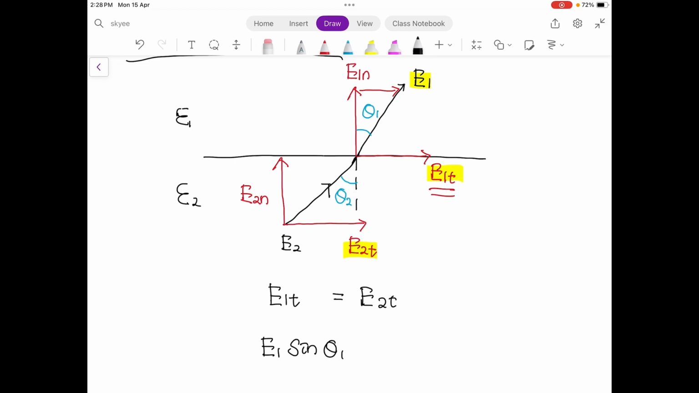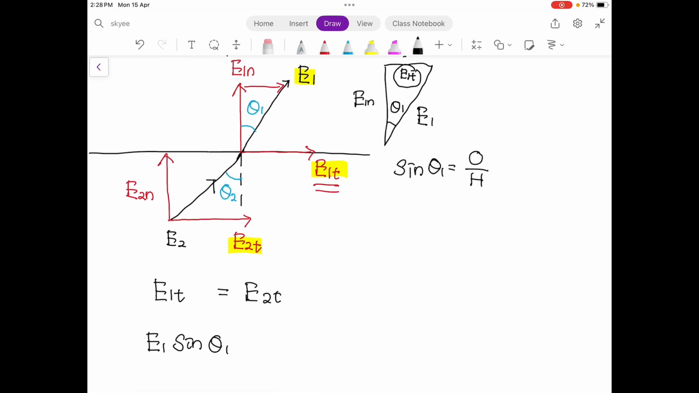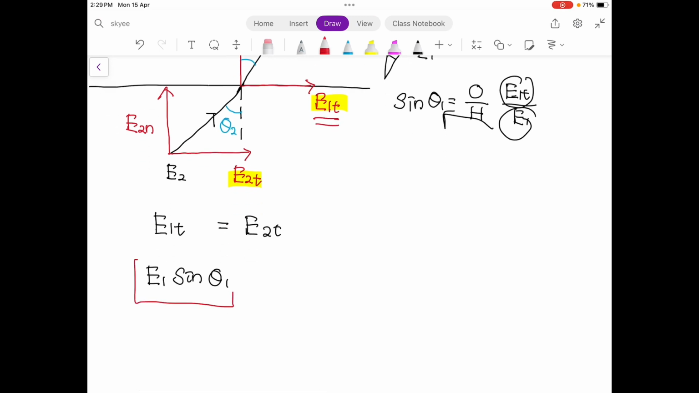So you can see a triangle. And this is the angle theta 1. And this is the E1, and this is the E1n, and this is the E1t. So if you want to find the E1t, we can use the sine. Sine theta 1 is equal to opposite over hypotenuse, so it is E1t over E1. So when you want to replace the E1t, you can multiply the E1 with the sine theta 1. That's why you get these equations.